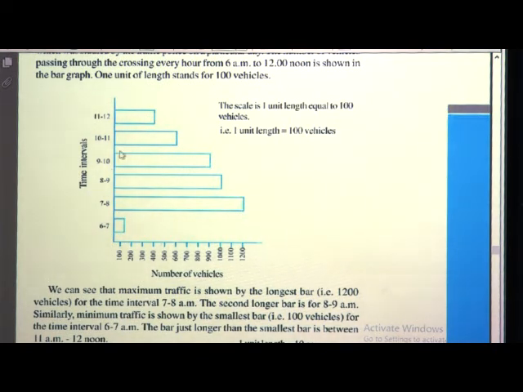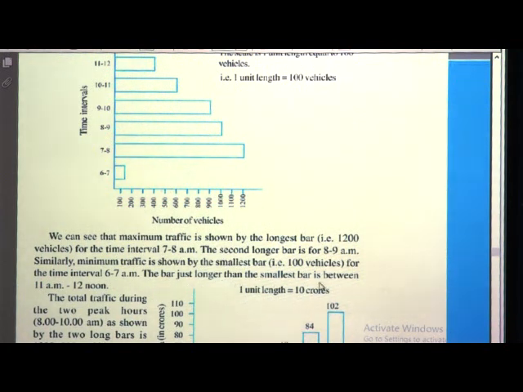Similarly, where is the minimum traffic? Here you can see it's 100 vehicles and it's between 6 to 7 am. So by this bar graph, by looking at one instance, we can observe and find the answers to our questions. The bar just longer than the smallest bar is between 11 am and 12 noon.